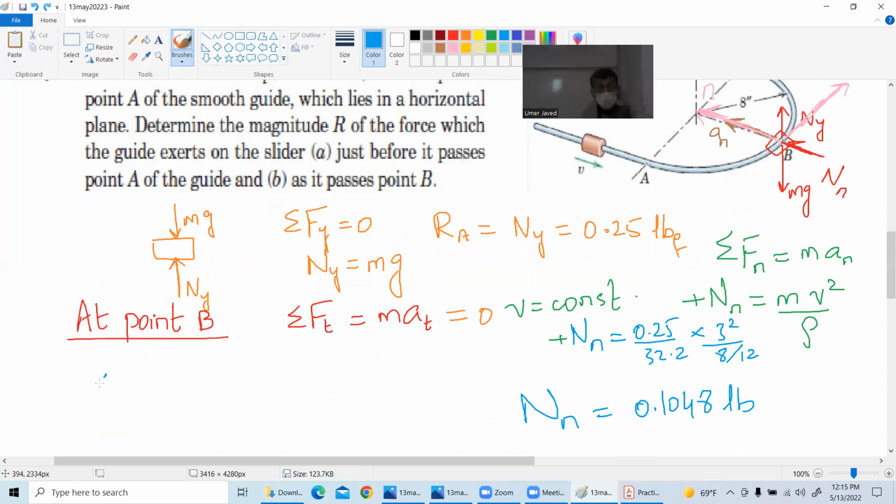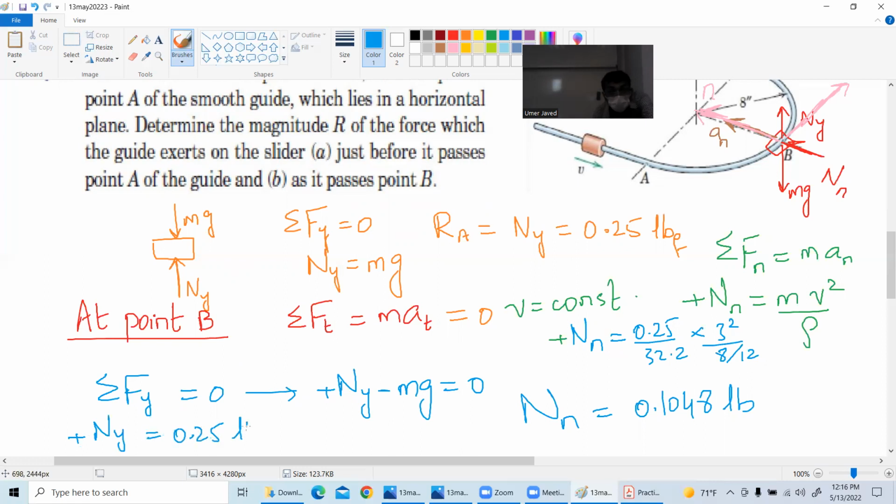Now, is this the only normal force on the guide? By the guide? Well, I don't think so. The net force is equal to 0 because the guide is not flying into the air. That gives me positive Ny minus mg equal to 0. So my positive Ny comes out to be 0.25 pound force. This is the first equation. Second, what will be the reaction by the guide?